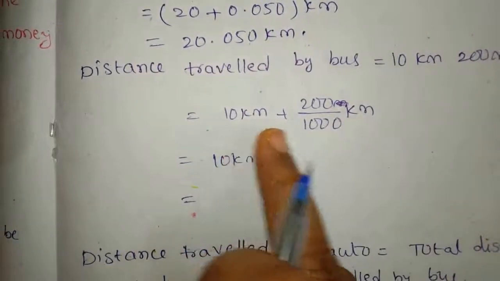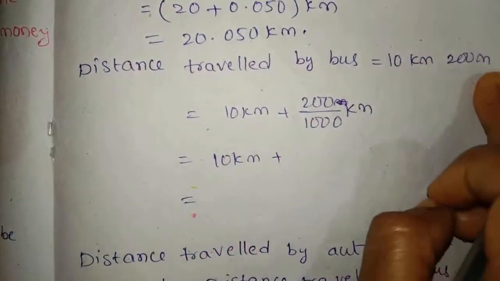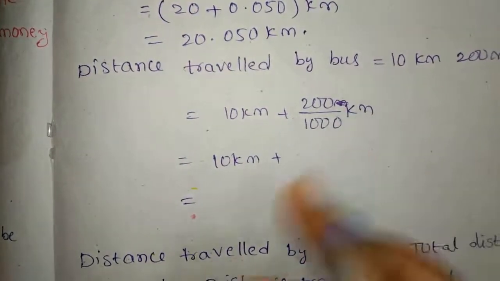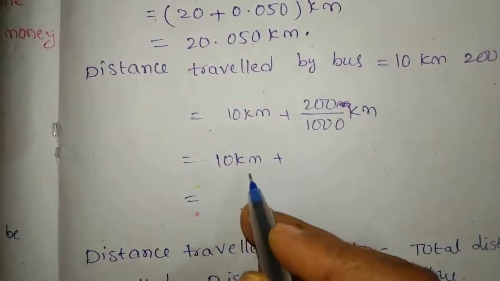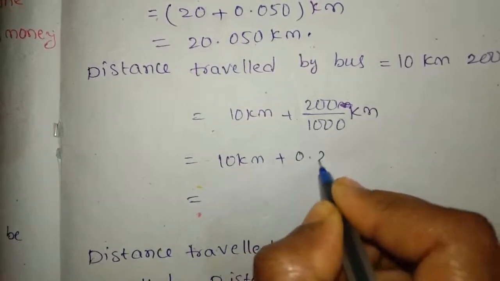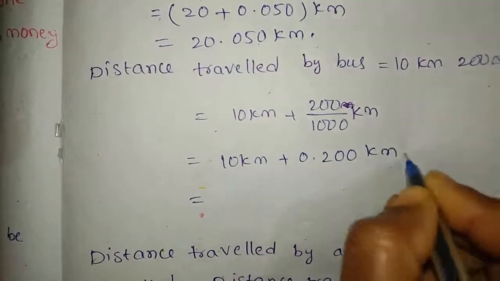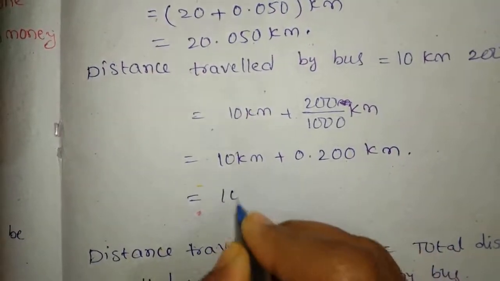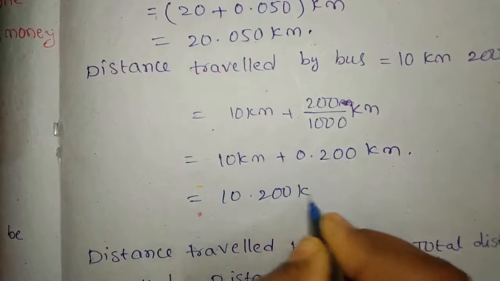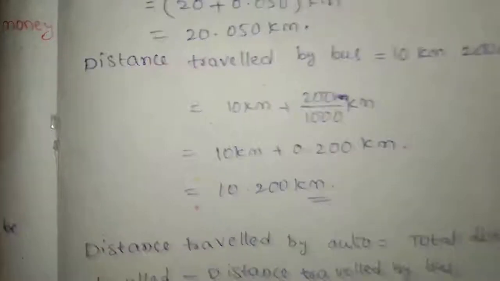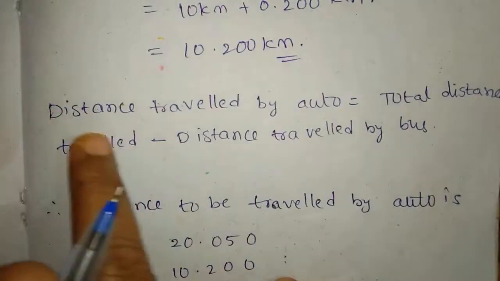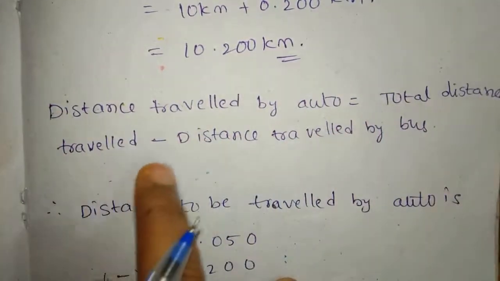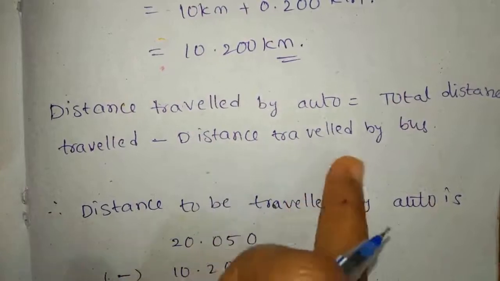Now, the distance travelled by bus, that is 10 kilometers and 200 meters. Now, converting to kilometers, 200 meters is 200 by 1000 kilometers. That is equal to 10 kilometers plus 0.200 kilometers. So, now this is equal to 10.200 kilometers.